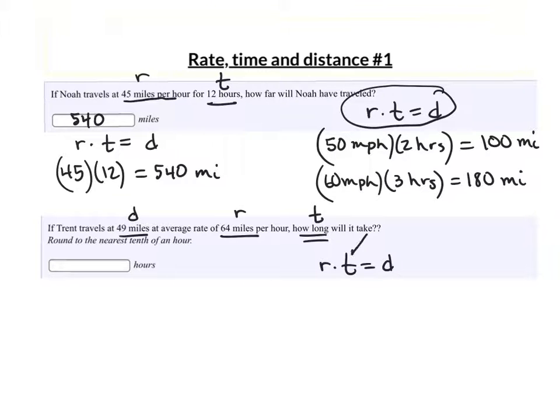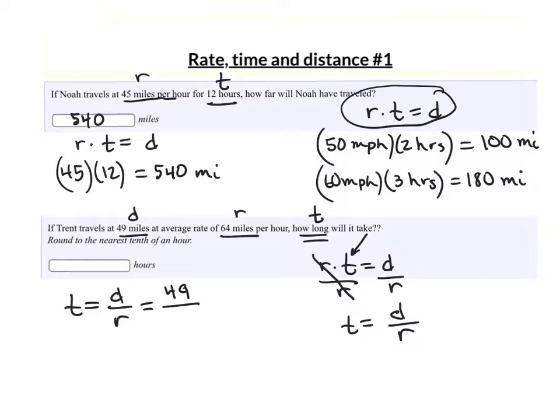But if we want to get time by itself, we need to get rid of that r. Remember, we use the inverse operation. To get rid of multiplication, we use division. So if we divide both sides by r, r divided by r is 1, and I get 1t or t. The time ends up being the distance divided by the rate. So I know that time is the distance divided by the rate, and I take my 49 miles as my distance, and if I average a speed of 64 miles per hour, how long will that take?